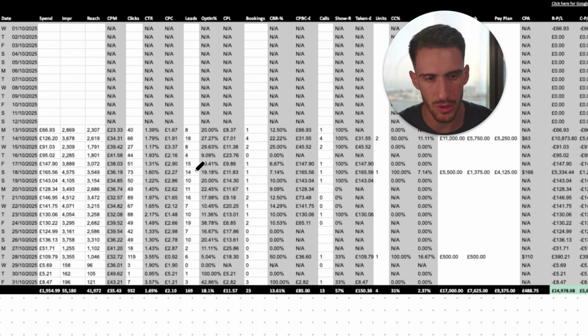But let's actually understand what we're looking for here. And this is all you need to do to fix your underperforming campaigns, by the way. This is the only thing that matters to making your campaigns work and to getting them back on track.